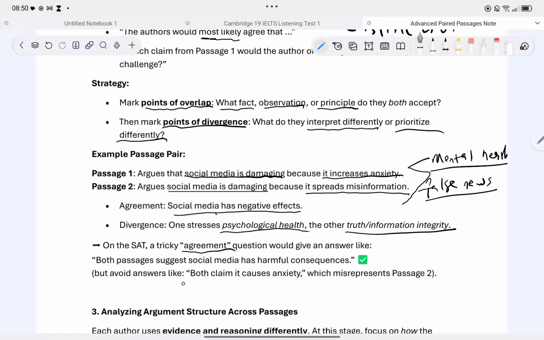Now look at this option. Both claim it causes anxiety. This is wrong because only one paragraph claims that it causes anxiety, which is paragraph 1. But the answer would be both passages suggest social media has harmful consequences. This is where they overlap. Of course, that depends on what the question is.